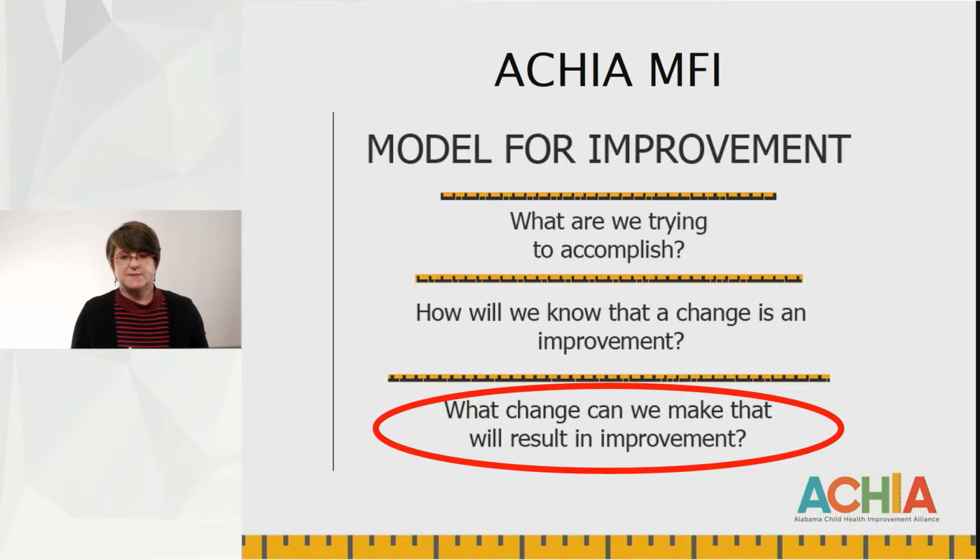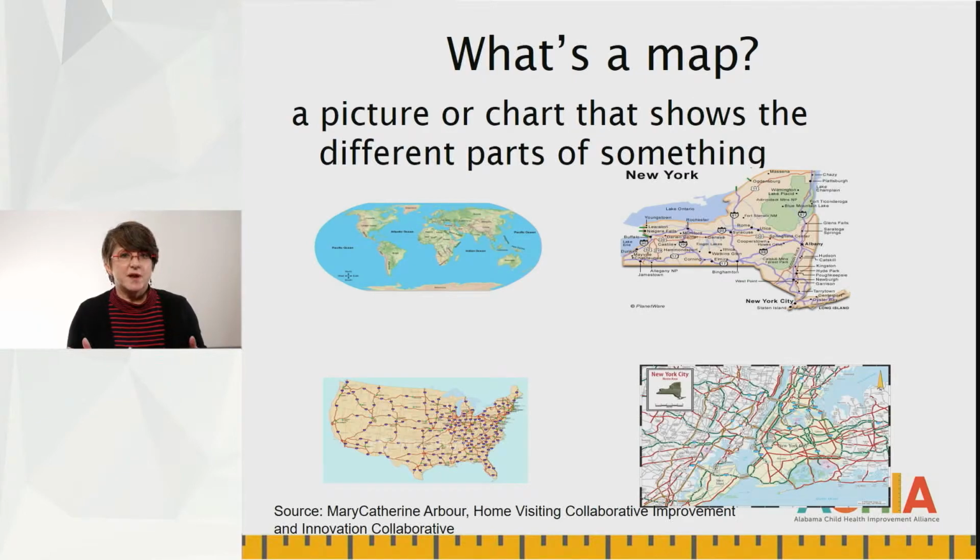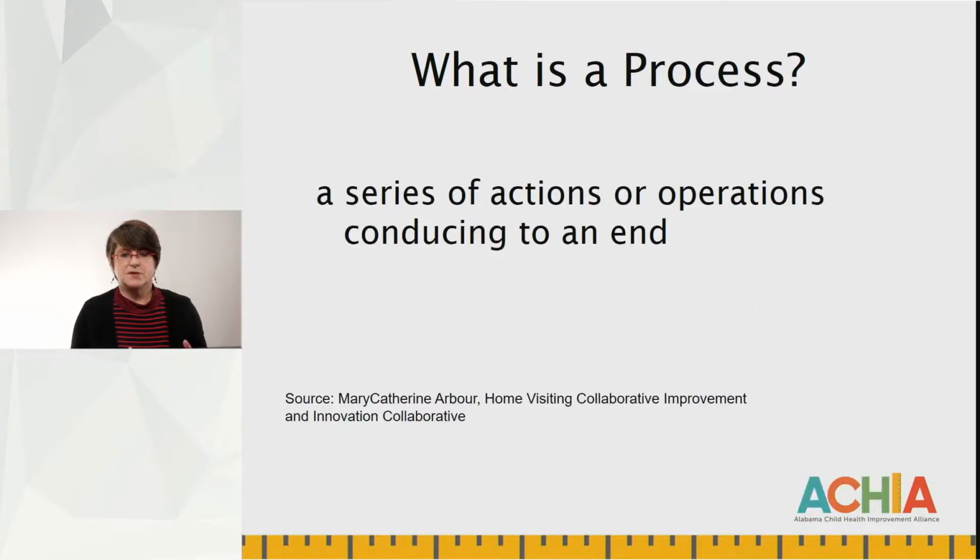Let's review what a process map is. First of all, you know what a map is, and this slide comes from a home visiting collaborative. A map is a picture or chart that shows the different parts of something. It can be really high level, like the globe or the map of the U.S., or it can be very detailed, like a state or a city or even a community. So you know what a map is. What's a process? A process may be a little harder to define in words, but simply it's a series of actions or operations that come to an end. So that is a process.